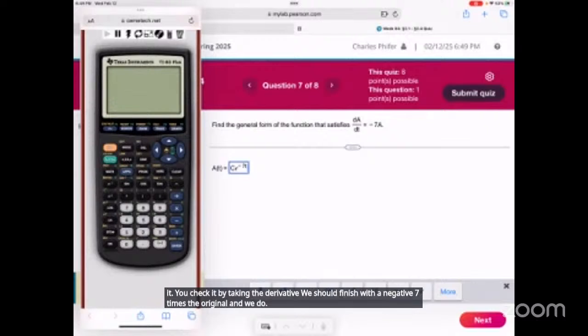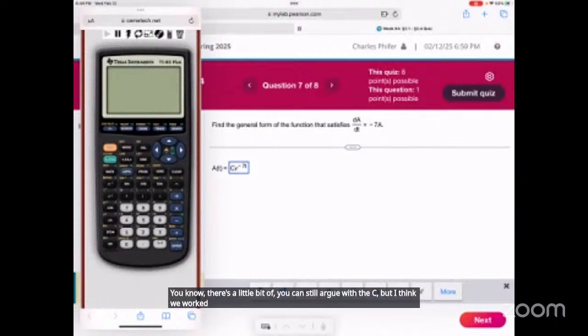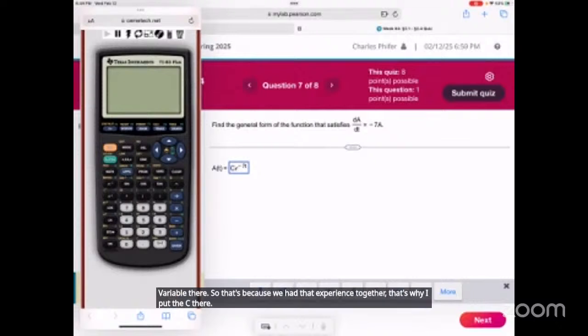You can still argue with this C, but I think we worked one before where we let C be 1 and it marked it wrong. They were like, no, you need to have that variable there. So that's because we had that experience together. That's why I put the C there. Okay, and that's kind of how it goes.